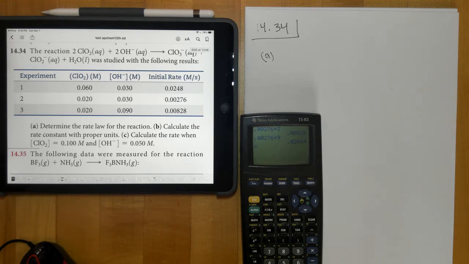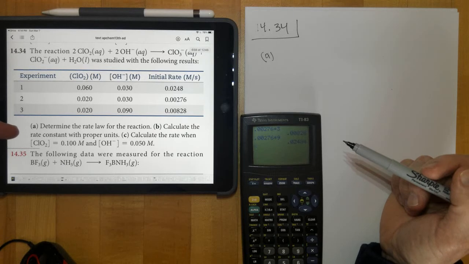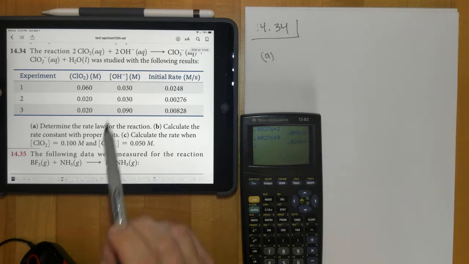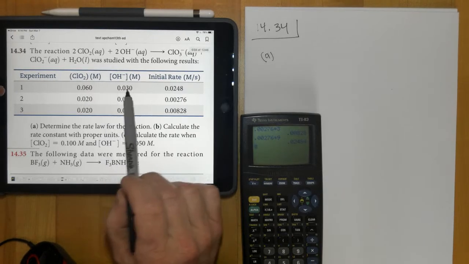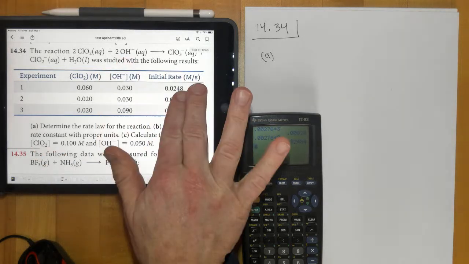All right, this is number 34. We've got a reaction right here, a bunch of experimental data. Then it says determine the rate law for the reaction. So we've got to pick two experiments where one of them is held constant, and so let's pick 1 and 2. OH- is then taken out of the equation, so we just look at how ClO2 affects the initial rate.